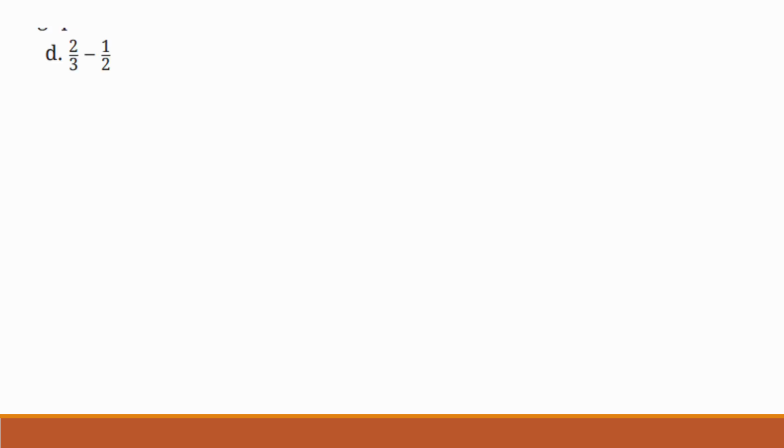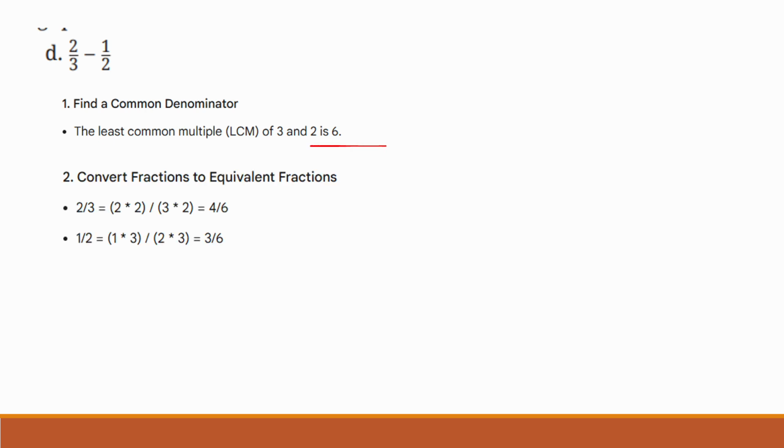Next one, 2 by 3 minus 1 by 2. Here also the denominators are different. So first we have to find a common denominator. LCM of 3 and 2 is 6. Convert the fractions into equivalent fractions such that the denominator is 6. So first fraction 2 by 3. You multiply both numerator and denominator by 2. 2 into 2 is 4. 3 into 2 is 6. You will get 4 by 6. Then consider the next fraction 1 by 2. You multiply both numerator and denominator by 3. Then you will get 3 by 6.